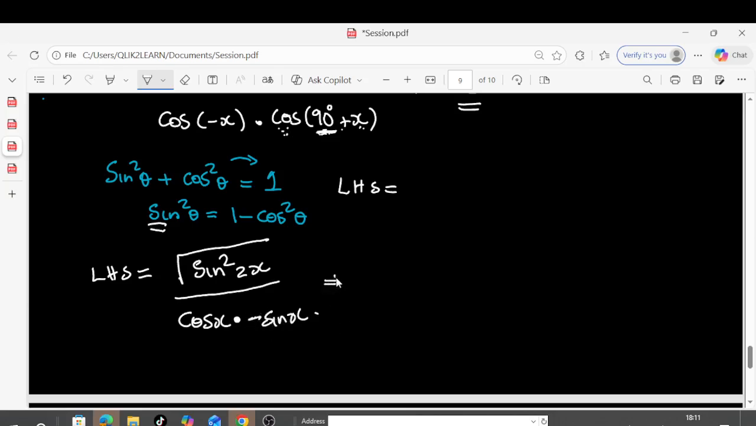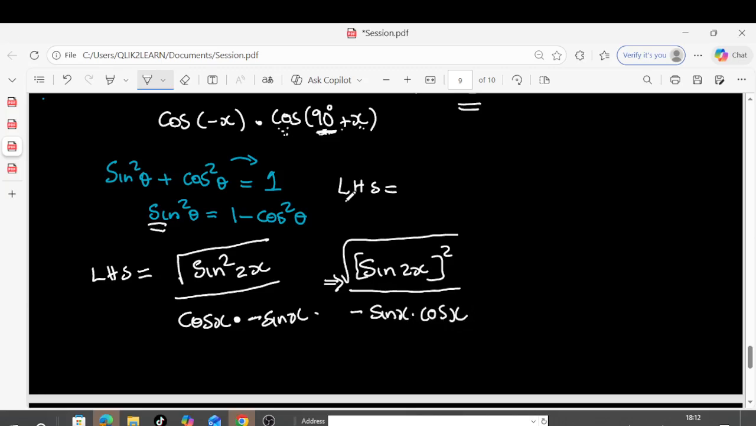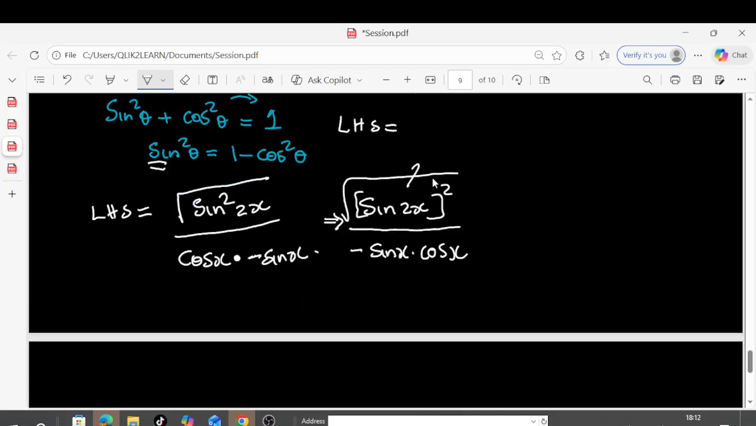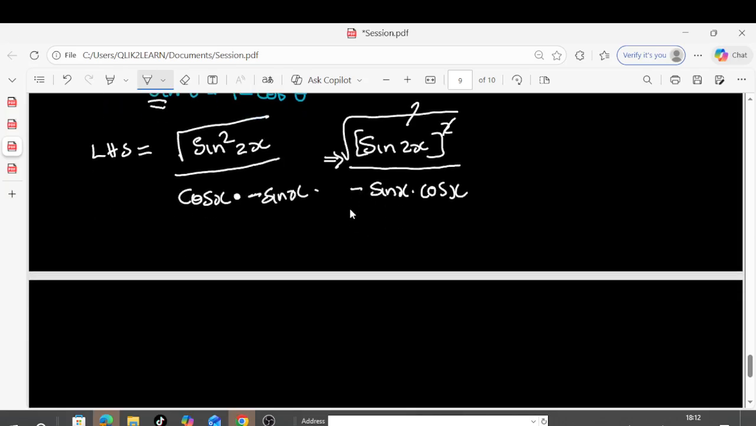We can just quickly simplify the top part. Remember how we can remove the square root? We can write this as the sine 2x, everything squared. Remember, we still have the square root there, and then this is divided by negative sine x times the cos of x. I hope everyone is happy. Now, I know that the square root cancels. The top part, I only have the sine 2x over negative the sine x, the cos x.